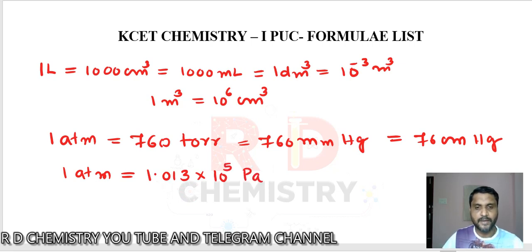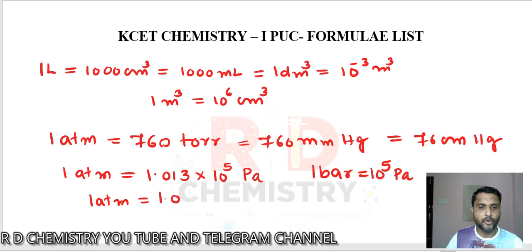Remember, 1 bar is equal to 10 to the power 5 pascals. So I can write 1 atmosphere is also equal to 1.013 bar, because 1 bar is equal to 10 to the power 5 pascals, which means 1 atmospheric pressure is greater compared to 1 bar pressure.